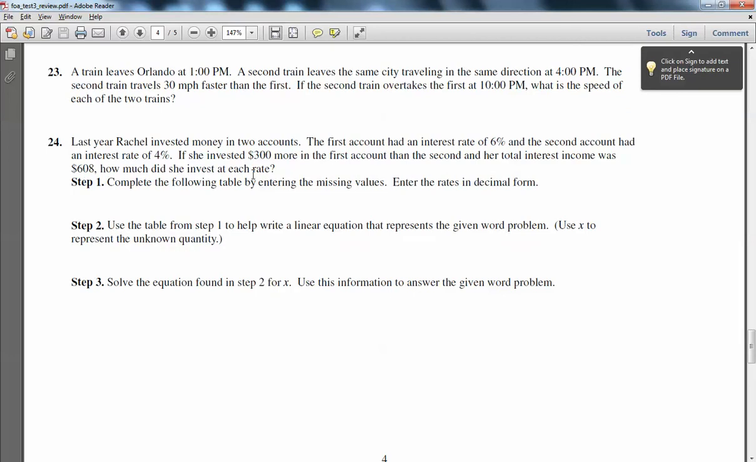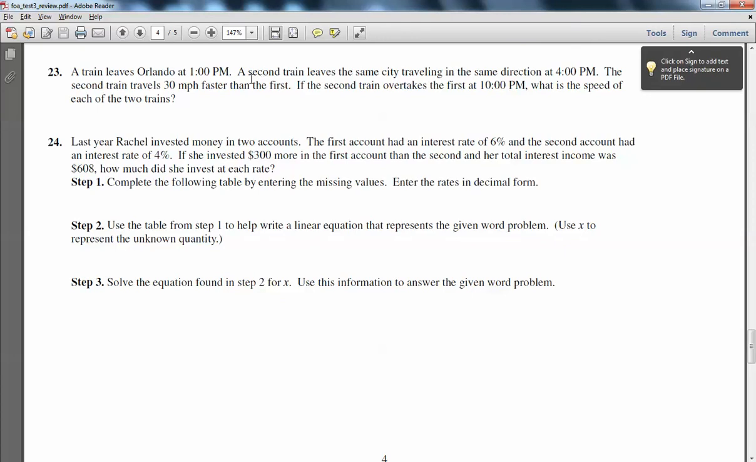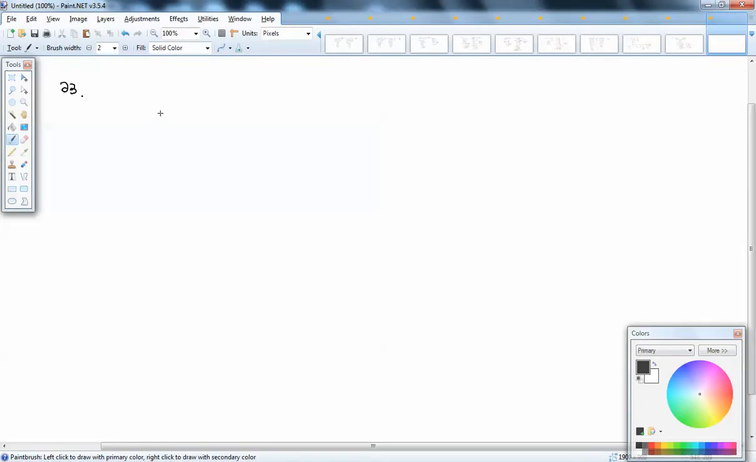Trains. A train leaves Orlando at 1 p.m. A second train leaves the same city, traveling the same direction at 4 p.m. The second train travels 30 miles per hour faster than the first. The second train overtakes. What's the speed of each of the two trains? Great. I hate these.